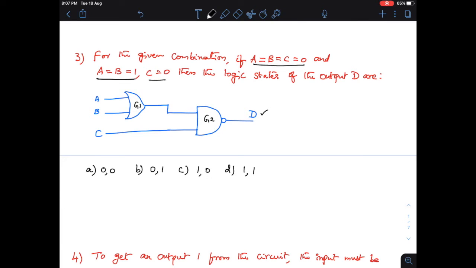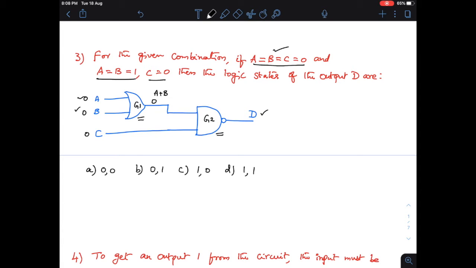So, first of all, we will see in this condition A 0, B 0, C 0. Now, gate 1 is OR gate. So, output of this will be A plus B. If 0 and 0 are the inputs, output will be 0. And C is also 0. Then this is a NAND gate. This one is NAND gate.